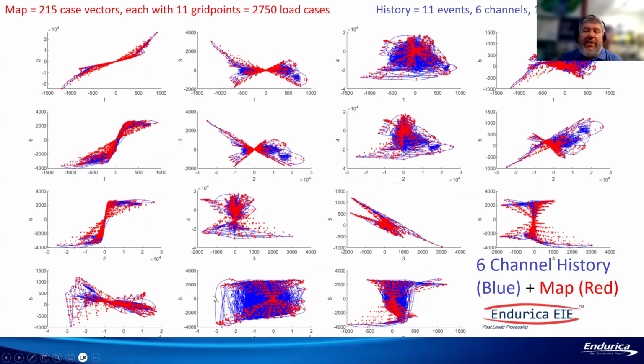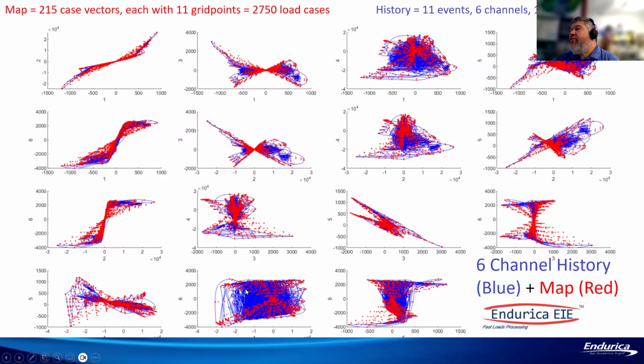Of course, when you have 6 channels, it means that your map has 6 dimensions. How do you visualize 6 dimensions? Well, you can project it onto 15 different 2-dimensional subspaces. So this is the 1, 2, the 1, 3, 1, 4, 1, 5, and so on, all the way up to the 5, 6 projections.